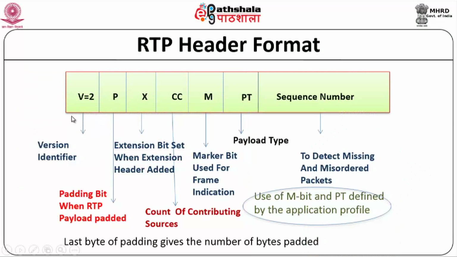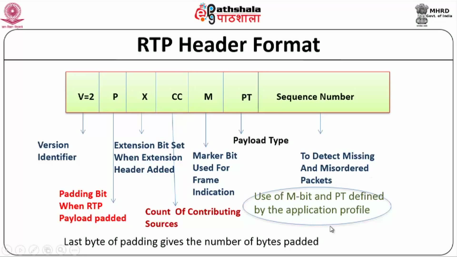So, just looking at each of these bits now. Version is a version identifier. This P is a padding bit. Padding bit is used whenever the RTP payload is padded, because we want the entire packet to be in multiples of 4 bytes. When padding is used, the last byte of the padding gives the number of bytes that are padded. So, using that you can count back, look at which are the extra bytes that have been added, and remove them. There is an X bit, which is set whenever there is an extension header added, as we said. CC refers to the count of contributing sources. M is a marker bit which is used for identification. PT is the payload type. Sequence number is a number which is used to detect missing and misordered packets.